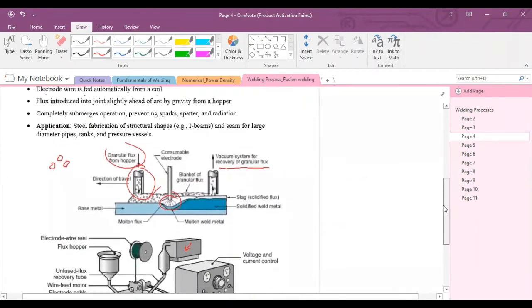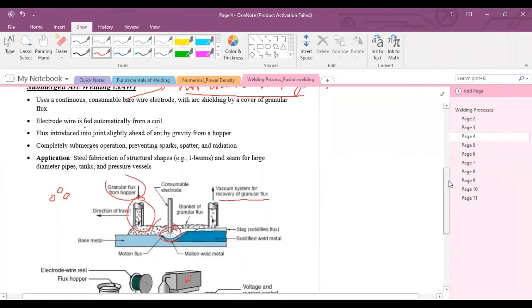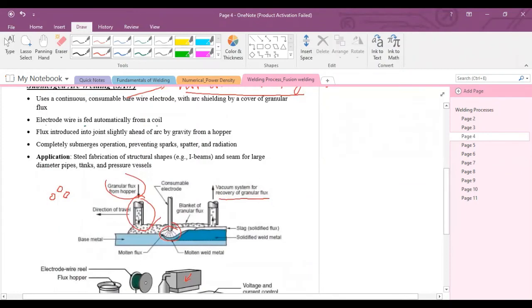After some time, this metal pool will solidify, and you can remove all the flux over the surface of the weld. For applications like steel fabrication, such as I-beams, if you see huge buildings, they have structural parts, and I-beams are used to construct the building. You can weld these two I-beams with the help of submerged arc welding.